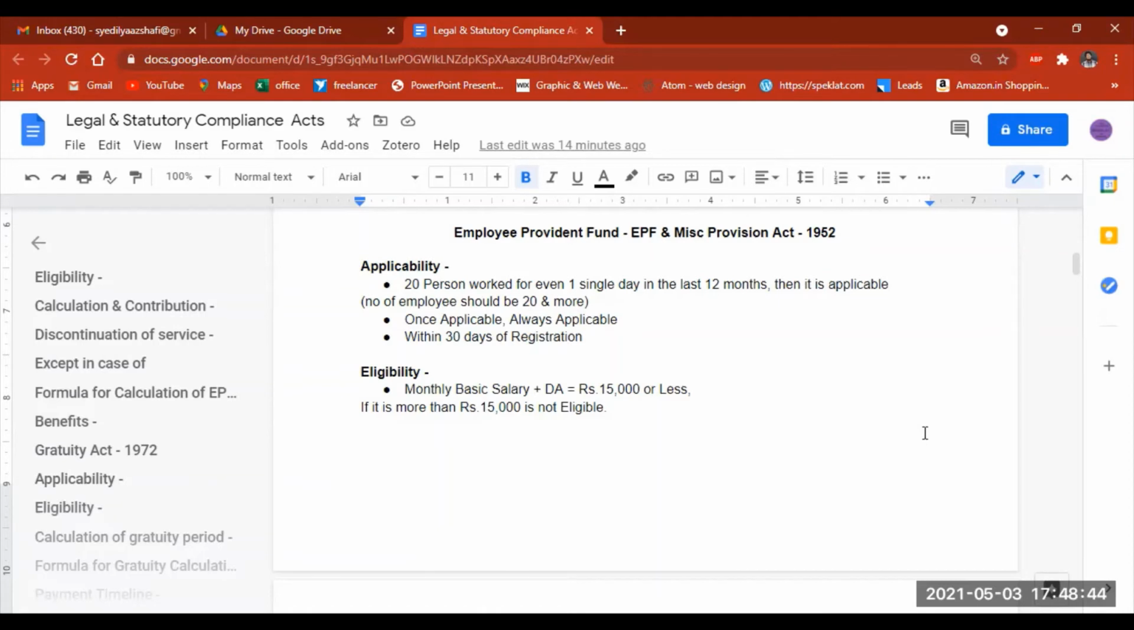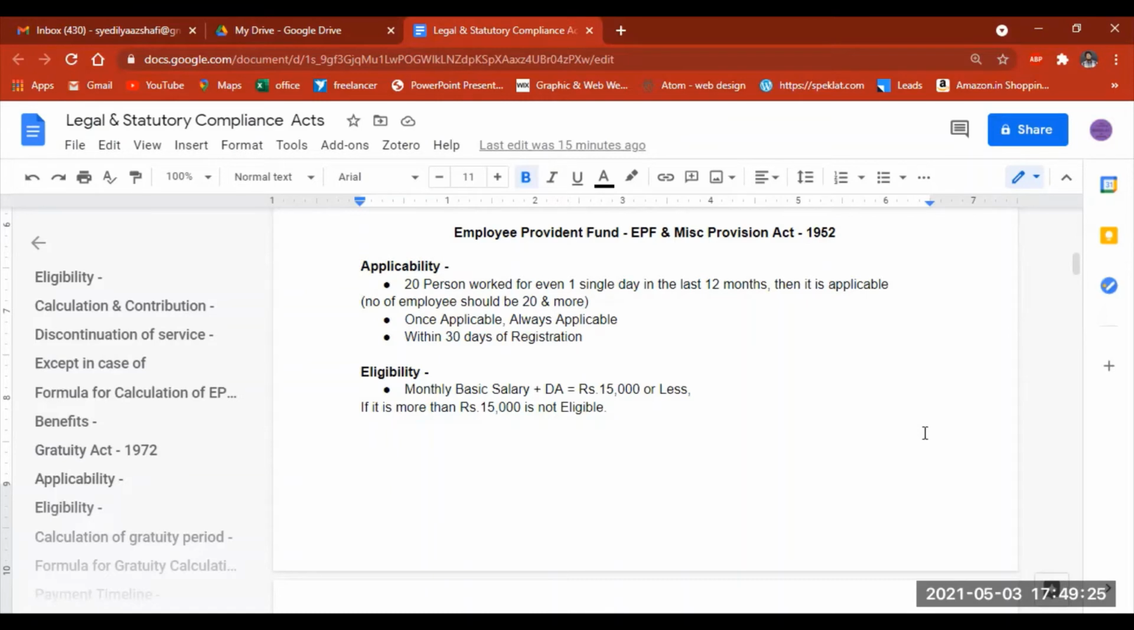Let's consider the example of XYZ company, where 20 employees are working. Will all 20 employees get the Employee Provident Fund? For this question, no, because salary differs from individual to individual. It is eligible for an employee who earns a monthly basic salary of 15,000 or less. For those employees, the Employee Provident Fund is applicable. Otherwise, it is not applicable.